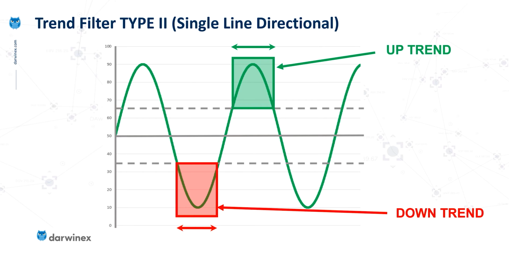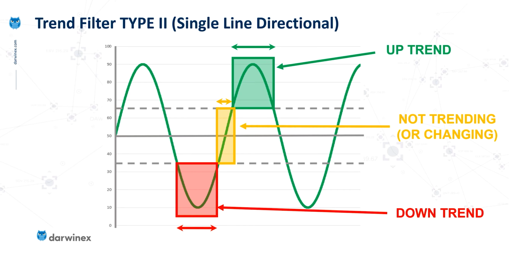And so what happens if we're in this middle region? Well, this is an indication that the market isn't trending. So for example, it might be in a trading range, or it might simply be a change of direction. So going from an uptrend immediately to a downtrend or vice versa. And what's a good example of this?